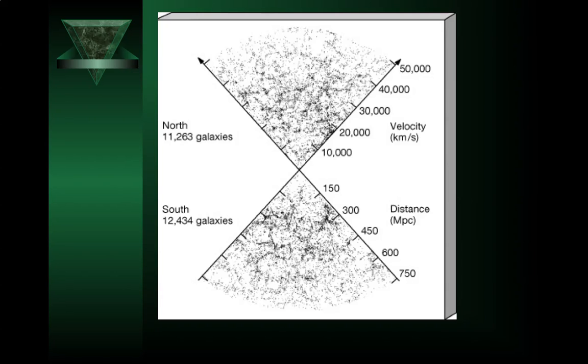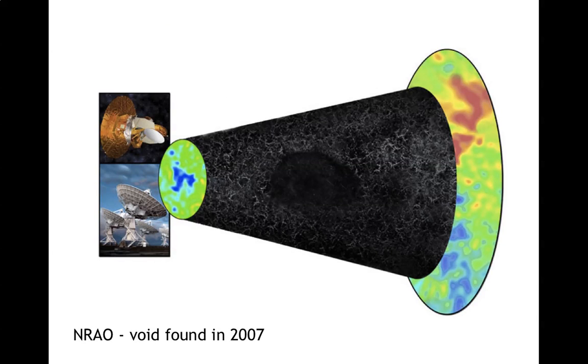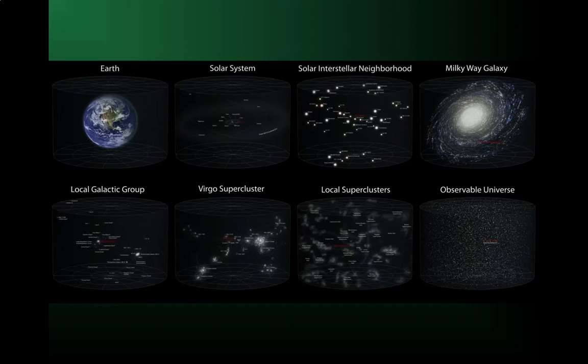So here we have going out 750 megaparsecs, so billions of light years. And look at this. In one particular direction, you have 11,000 galaxies, and in another direction, you have 12,000 galaxies, so it's pretty close there. And you're starting to see this cobweb work itself out on these very largest scales. I thought this was interesting. The National Radio Astronomy Observatory in 2007 found a particularly large void. I haven't heard much about it since then. But it was so large that they thought it actually didn't quite fit the pattern that they expected, but kind of interesting. So let's recap where we are.